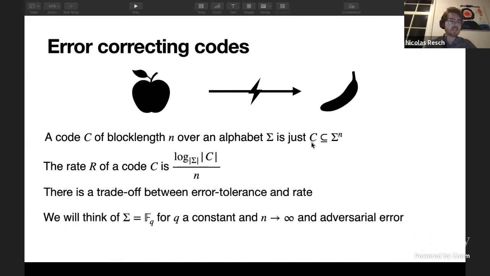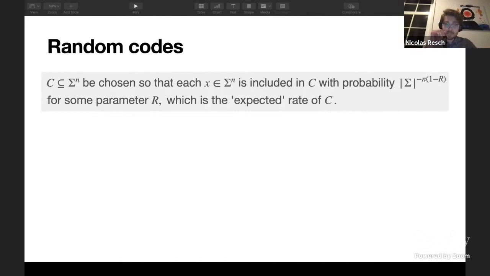In this talk, for concreteness, let's think of the alphabet sigma as being a finite field with q elements for a constant q, maybe even q equals 2 if you like, and we'll let the block length n tend to infinity. So specifically in this talk, we'll be interested in random codes, which you could think of as a uniformly random subset of the space sigma to the n. Or, to be a bit more precise, each element is included independently with probability chosen so that the expected rate of the resulting subset C is R, which is the rate of the random code. And so why would we consider these things?